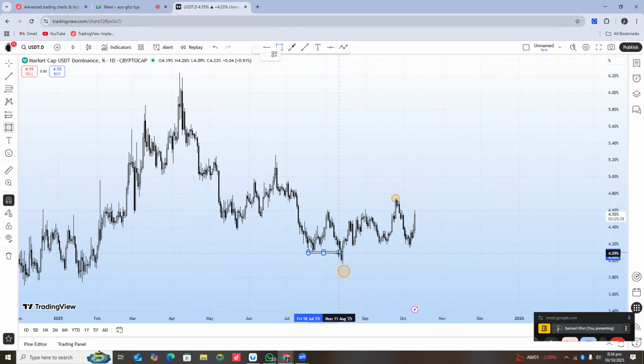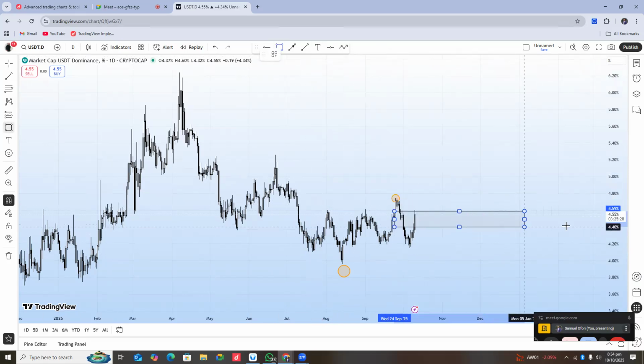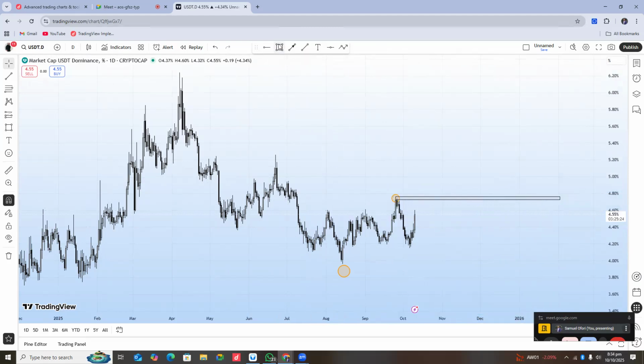So this, my cursor, sorry about that. There was a break of structure here. So now all I have to do is to mark my zone, my trading range. This thing is disturbing. Yeah. Okay, I have this daily order block here.